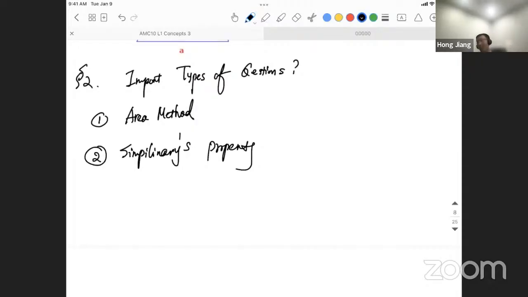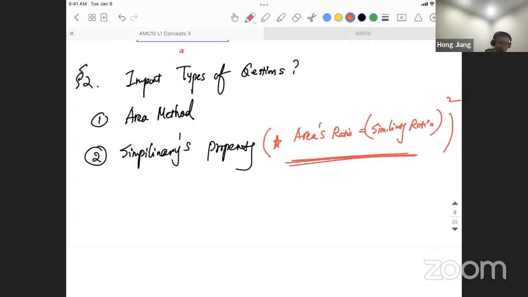Similarity is actually a very important thing. Two similar triangles or two similar quadrilaterals, all those similarity related properties are very important. And one of the most important things, just like I mentioned, is that the area ratio is the similarity ratio squared for a fixed shape. This is actually one of the most important things.